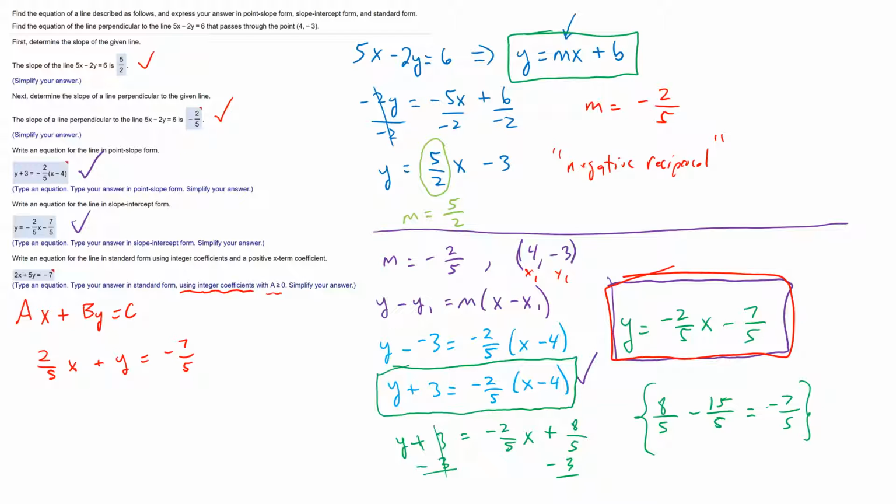But to get rid of the fractions, we can multiply through by the common denominator of 5, and 5 times 2/5 x would be 2x, plus 5 times y is 5y, and then when we multiply 5 by the negative 7/5, it cancels out the 5, and we get negative 7. And so here it is, standard form, all nice and cleaned up like they requested. That's the final answer.